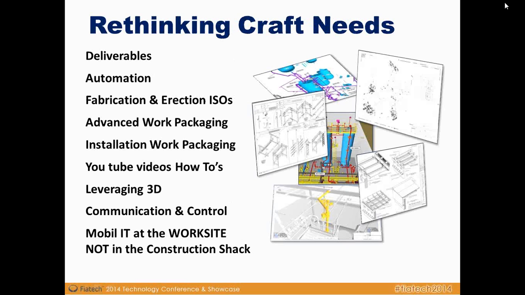And we're rethinking the craft needs right here. We're looking at deliverables. We're looking at automation, fabrication, erection ISOs. Many of you have heard me rant on this before. I think that the traditional ISO that we produce today, which looks just like the one we've been producing for the last 50 years, except it's computer generated, has less information, and is harder to read, is obsolete. I think we need to get rid of that, and we need to replace it with installation instructions and fabrication instructions and planning instructions. So I'm not a fan of the ISO, and that's probably one of the first ones that I'm attacking right now.